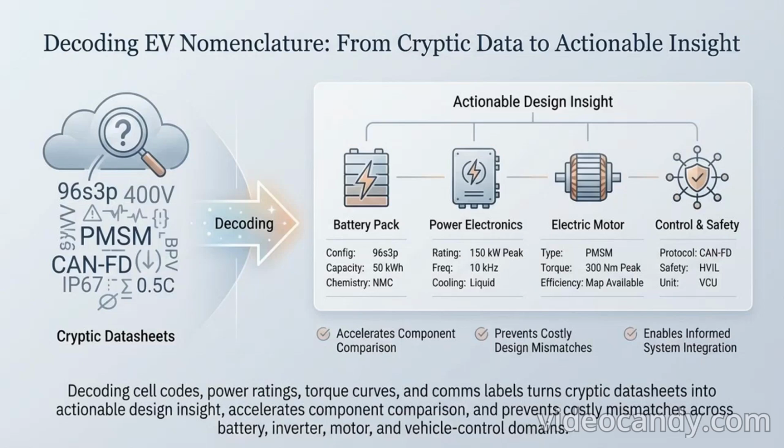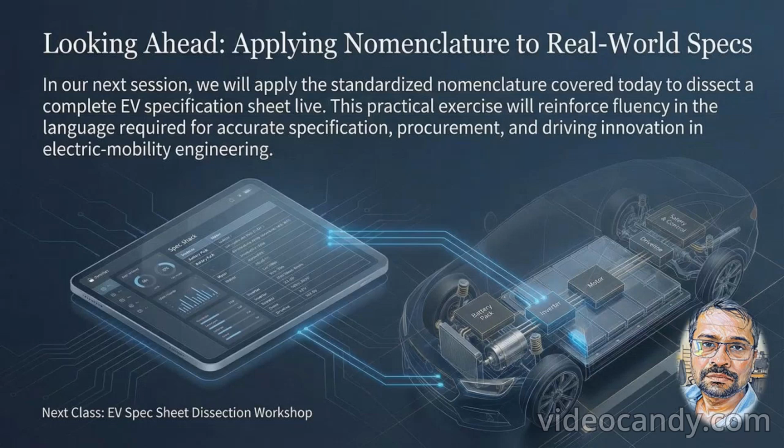Final takeaway: once you can decode the codes, the data stops looking mysterious. Reading cell chemistry, power and torque ratings, IP levels, and communication labels helps you compare parts quickly and avoid design mistakes. It means fewer mismatches between battery, inverter, motor, and controllers, and faster decisions when selecting EV components.